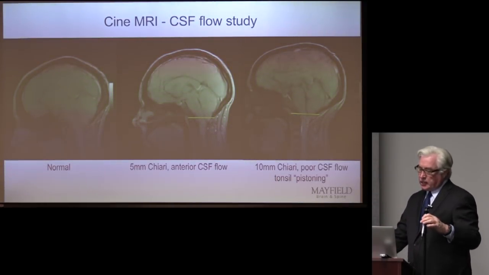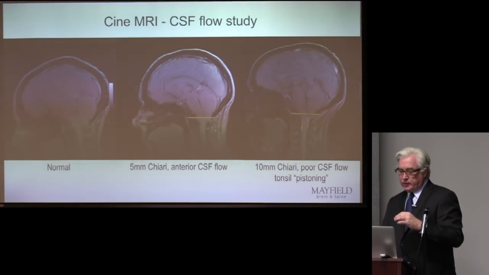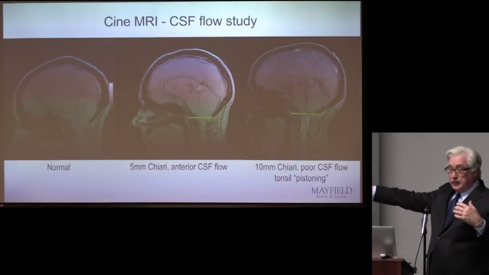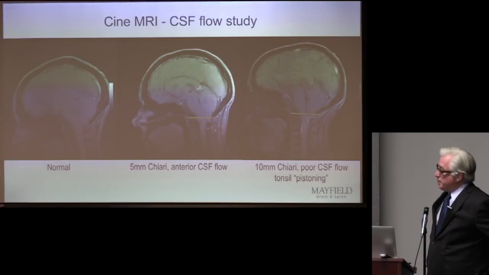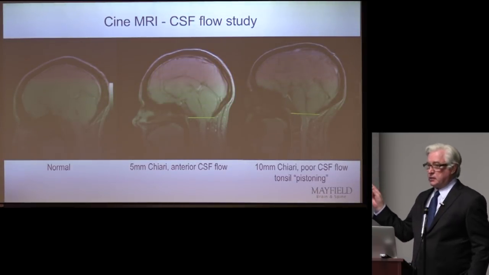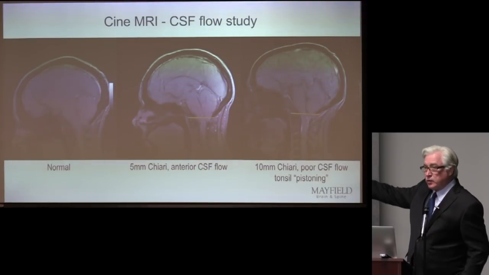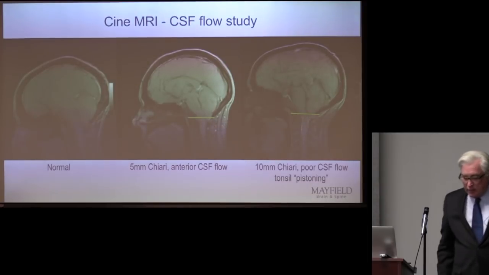And in the middle study, it shows a small Chiari with a 5 millimeter tonsillar herniation, and you're not seeing the flow so well. But this picture on the right side is the killer picture. This is the most profound way to demonstrate what's actually happening in the brain. You can see what's called pistoning. You can see the cerebellar tonsil bouncing up and down, on the back side, on the right side, where you have a pointer.